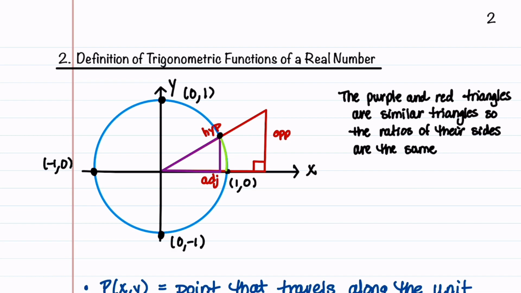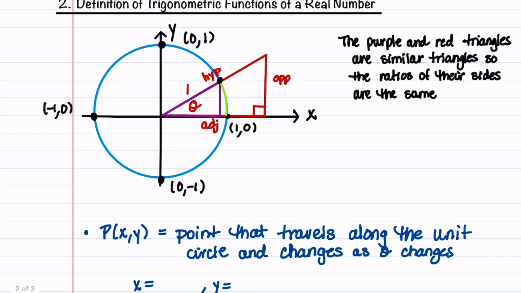Let's now go over the definition of a trigonometric function of a real number. In our picture, you can see that I've placed our right triangle in the XY coordinate plane. Our angle theta is in standard position, and we'll write that as theta. Our circle is a unit circle, so we can notate our radius as having a length of 1.